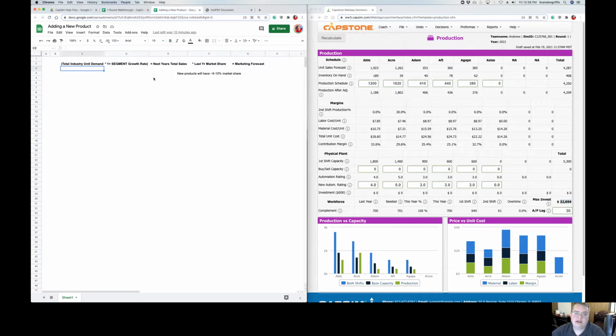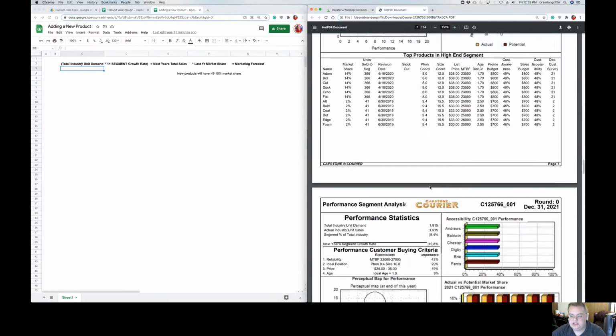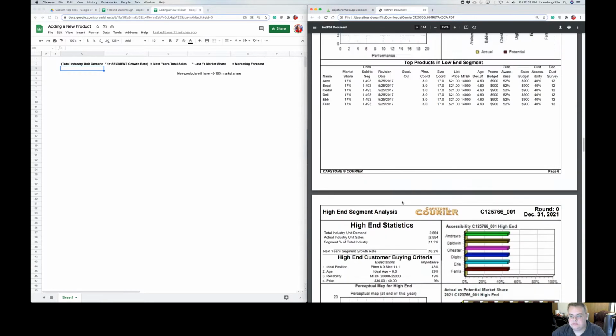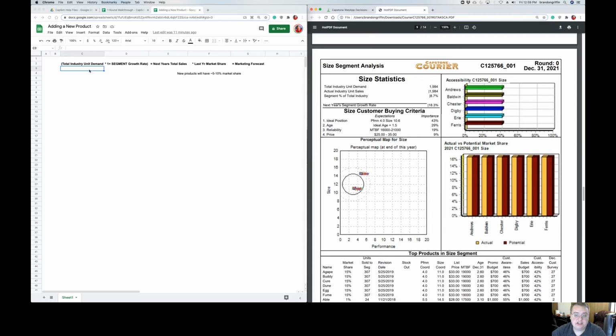So just like we were doing in the other videos, we need to calculate what our next year's total sales are, and we need to create a marketing forecast, even though we aren't doing marketing this year. So we need to find out the total industry unit demand, and that is found in our Capstone Courier on page 9 for size. So our total industry unit demand is how many products are going to be sold in the entire segment for size. So that's all of our competitors combined.